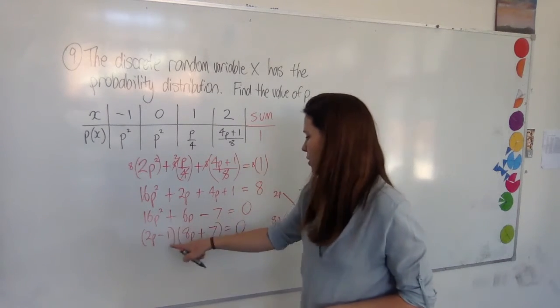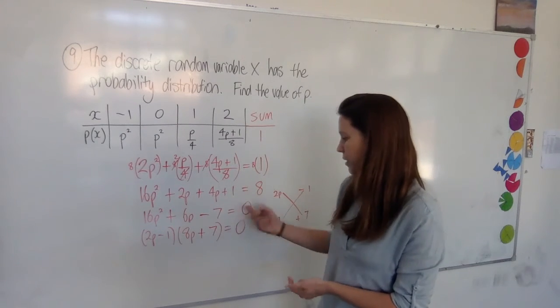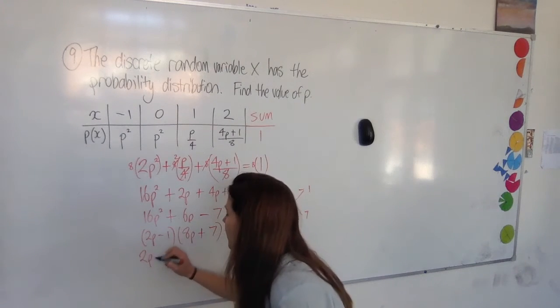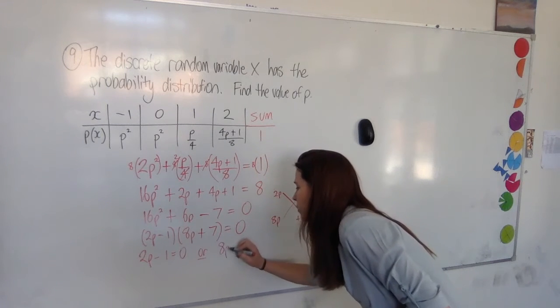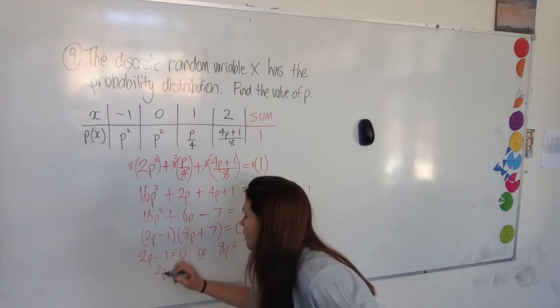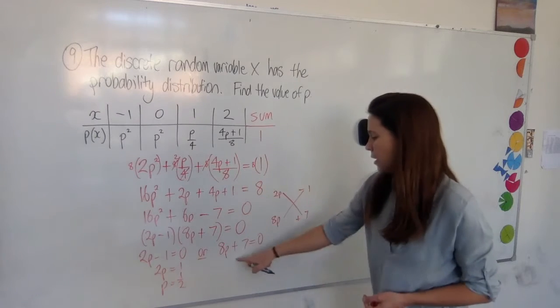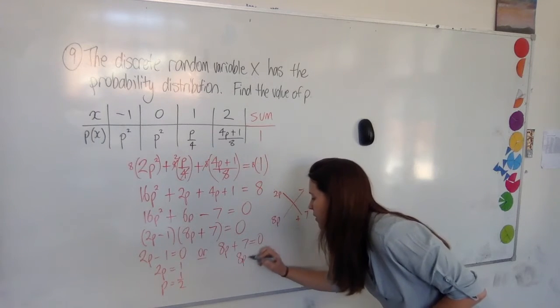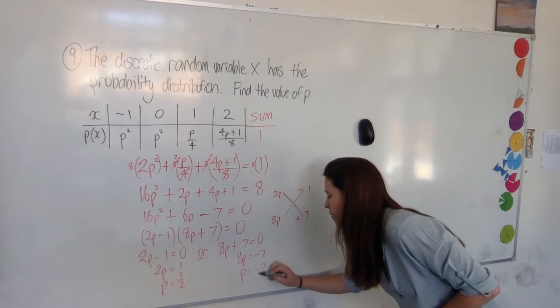So now I've got two sections here, either 2p minus 1 is 0 or 8p plus 7 is 0. So write those out like little equations and then solve them. With this one, 2p would be 1, p would be a half. And over here, subtracting 7 from both sides, 8p is minus 7, so p would be minus 7/8.